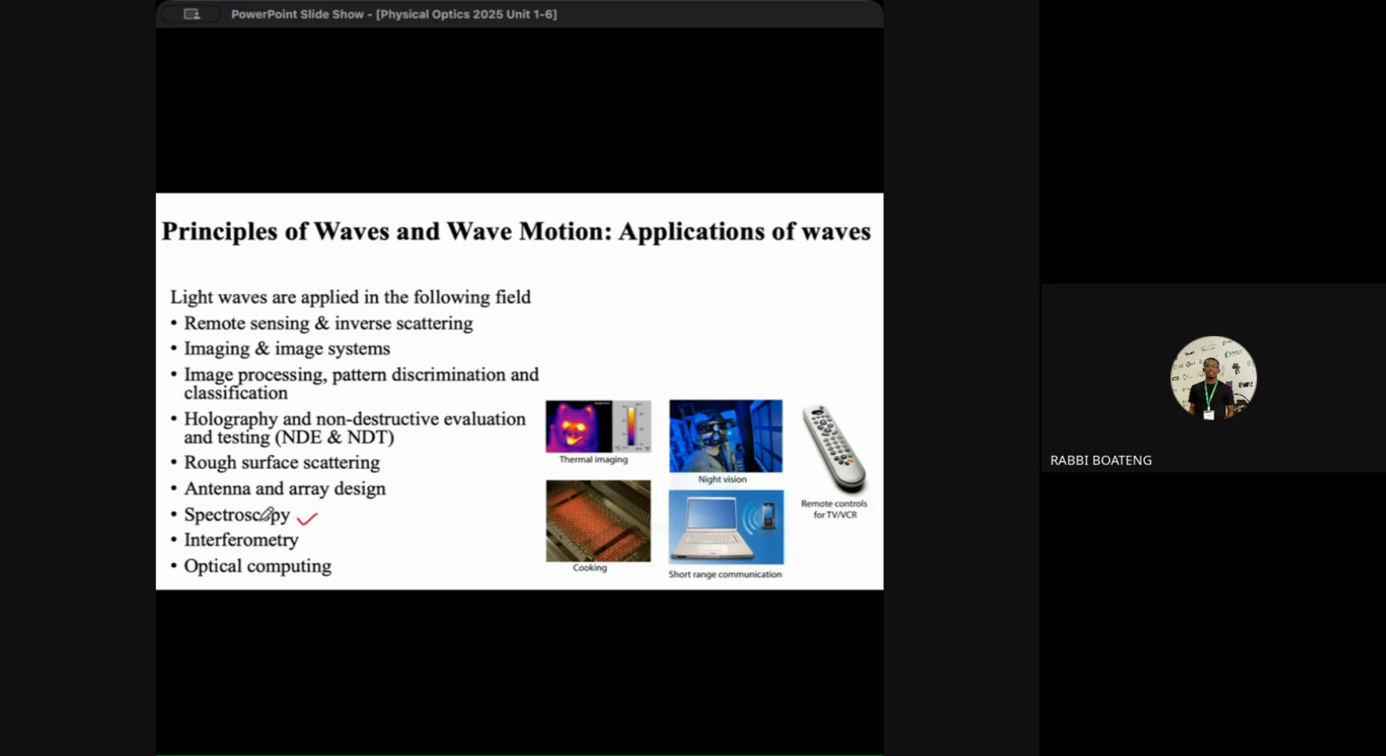So waves have numerous applications. Now, if we don't have waves, I'm not sure we can survive because I don't know how you communicate and other things. So it is very, very interesting.